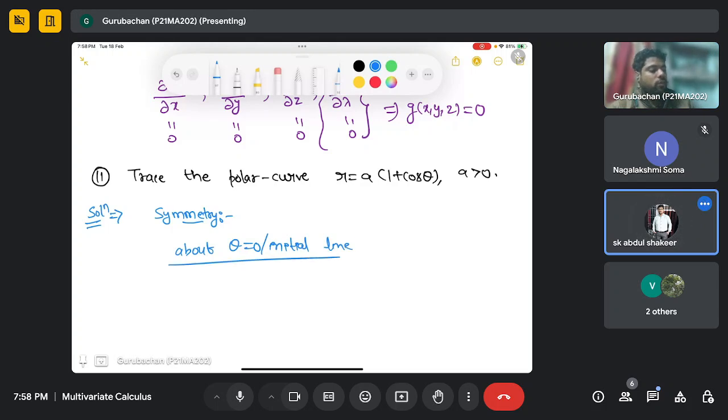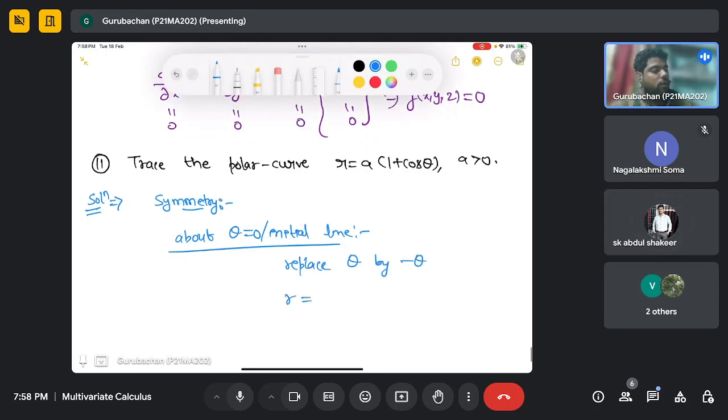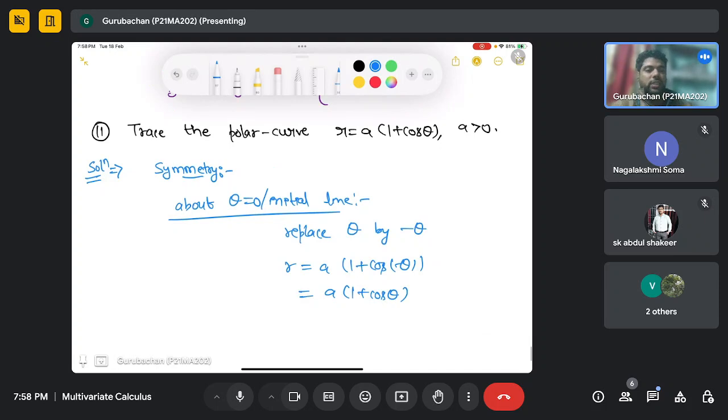What we will do, we will replace theta by minus theta. So it will give us r equal to a times 1 plus cos minus theta, which will remain unaffected, this curve equation, which is 1 plus cos theta.